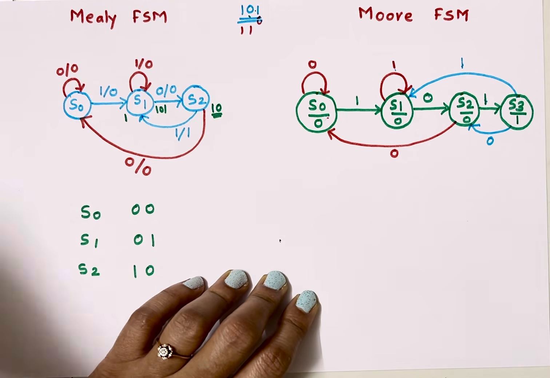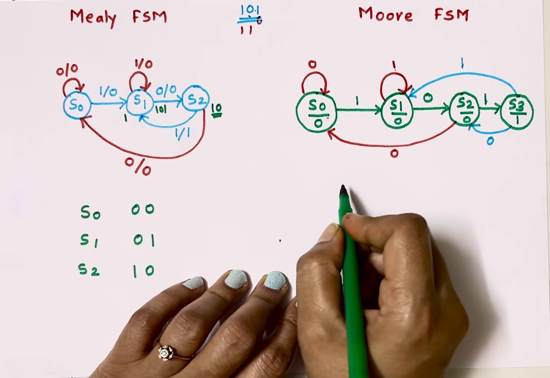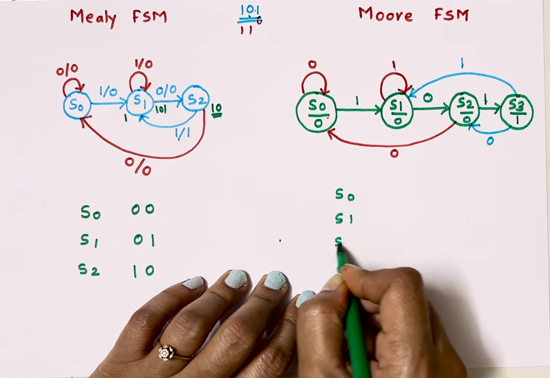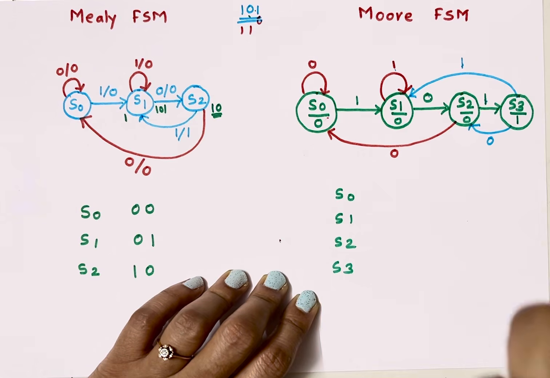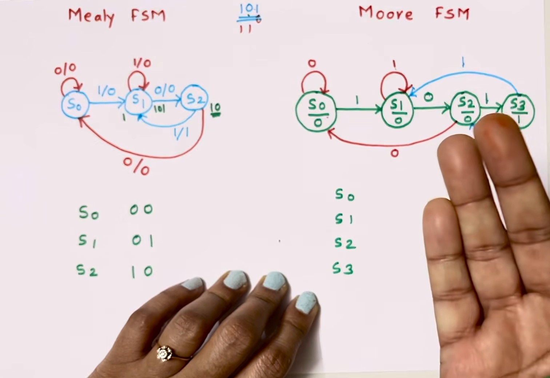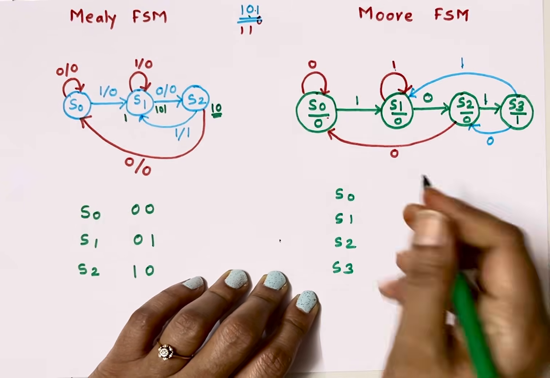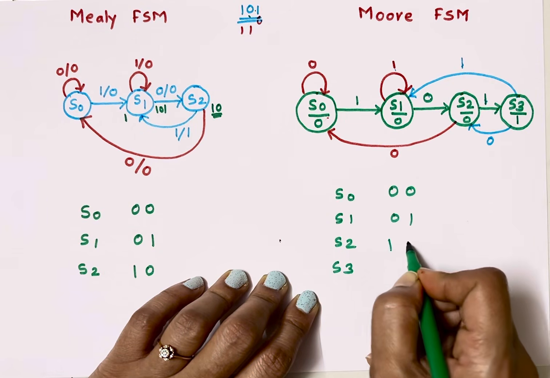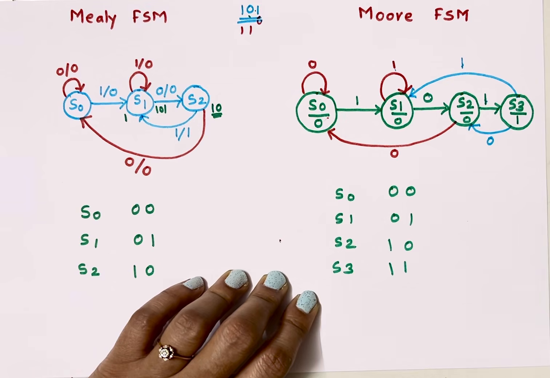Now let's assign binary values. So we have 4 states, S0, S1, S2 and S3. So 2 bits are sufficient. In case of 5 states, we need to use 3 bits. So here I'll assign values 0 0, 0 1, 1 0 and 1 1.